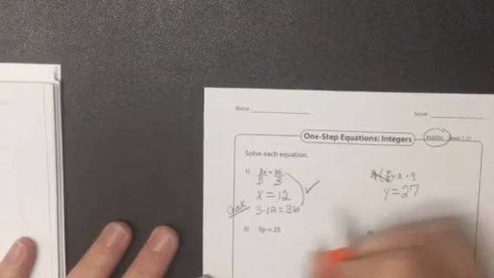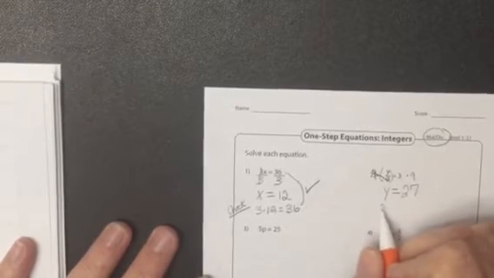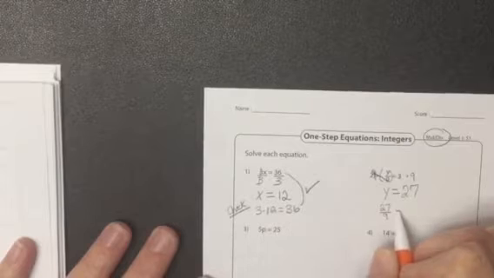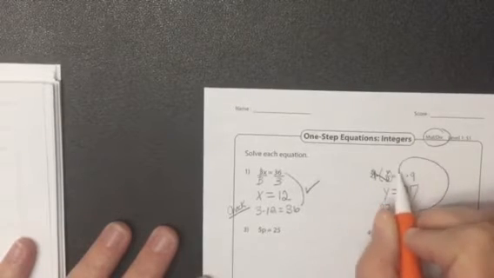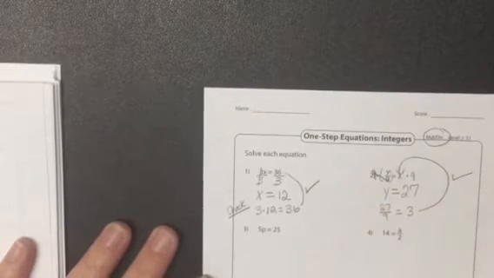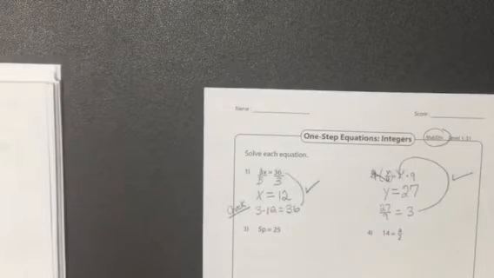So I will check my work, which will give me 27 divided by 9 is 3. That's what it was supposed to be. So therefore I am right.